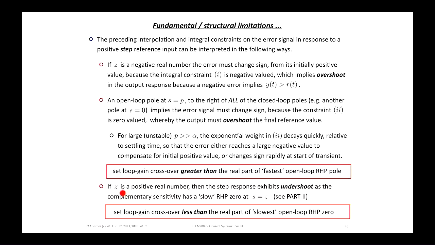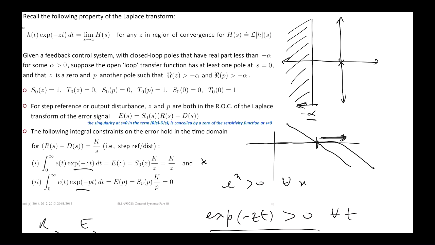If Z is a positive real number, then the integral constraint that we used here isn't useful, okay? Because you're saying this integral of something that starts off being positive has to end up being positive. So you really can't draw any conclusions from that. But we know that the complementary sensitivity function will be 0 at 0.